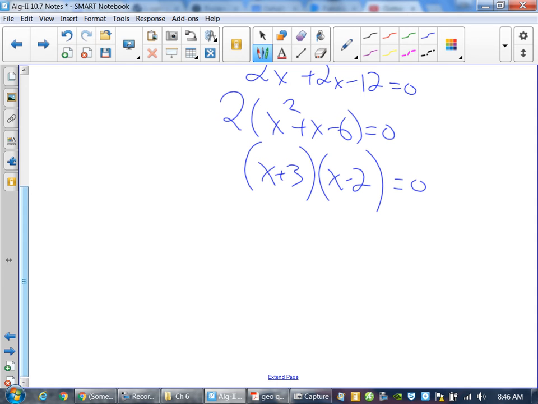Don't you need to keep the 2 though? No. It's a constant. When you have a GCF that's a constant, it doesn't have anything to it. Now, if it was a 2x, then I'd have to set that equal to 0 as well. But since it's just a constant value of 2, it doesn't matter.